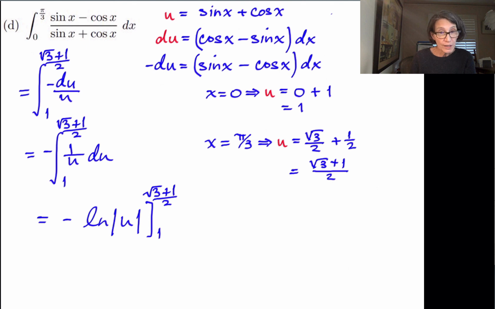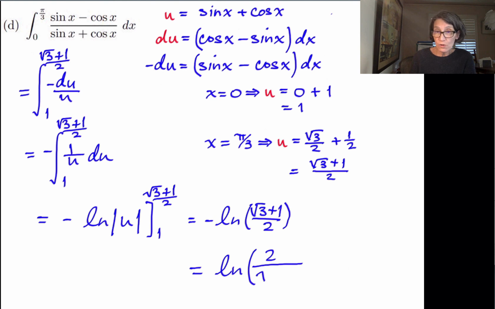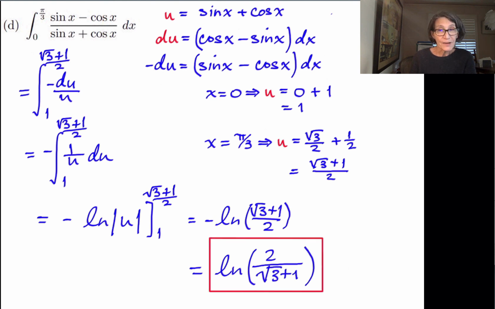So when we plug in, we know the natural log of 1 is just 0. So we get negative natural log of (square root of 3 plus 1) over 2. And if we don't like that minus sign, we can call it positive natural log of 2 over (square root of 3 plus 1). All right.